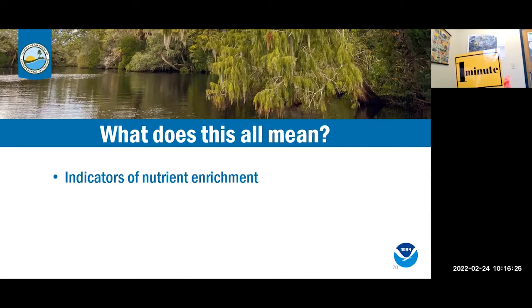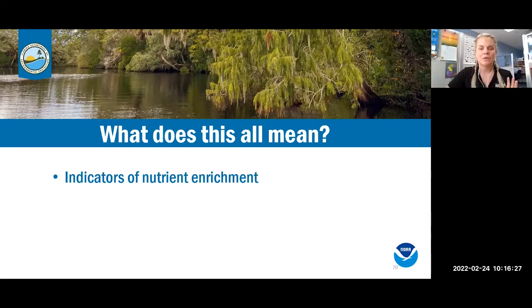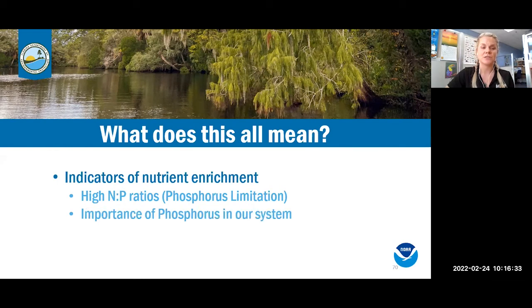One minute. And then lastly, indicators of nutrient enrichment. We are seeing these high nitrogen to phosphorus ratios suggesting possible phosphorus limitation, highlighting the importance of keeping an eye on the phosphorus in our system. And the system-specific Redfield ratio could also serve as a proxy for plankton community structure, as this ratio can differ based on the species that are present.